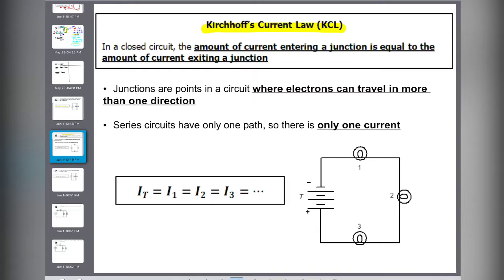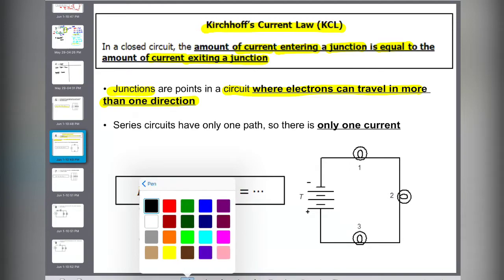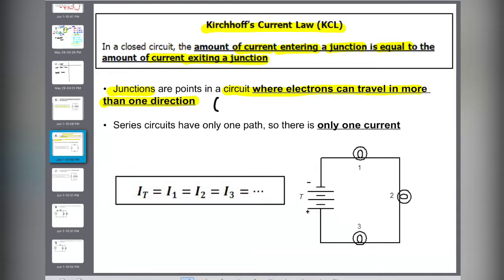Kirchhoff's current law: in a closed circuit, the amount of current entering a junction is equal to the current that is exiting a junction. What is a junction? Junctions are points where the electrons can travel in one or more directions. So basically, a junction happens if you have something that becomes parallel and there is a split.